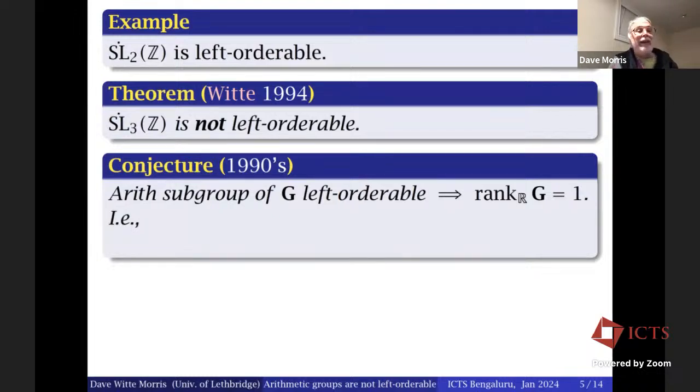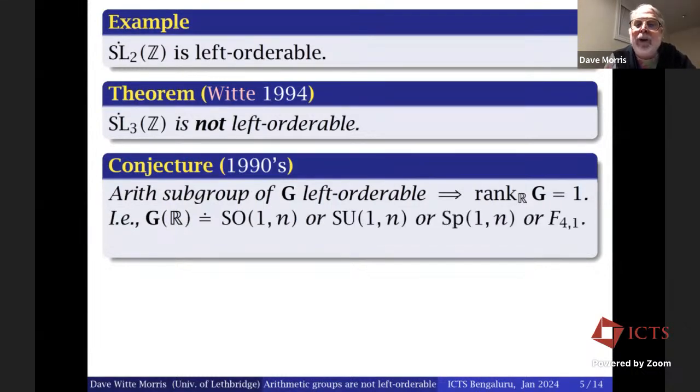Okay. So what that means is that if you look at the real points of G, they are very limited. It's either SO(1,n) or SU(1,n) or Sp(1,n) or F4. So of all the many semi-simple Lie groups, a lattice will not be left orderable unless your Lie group happens to be one of these four.